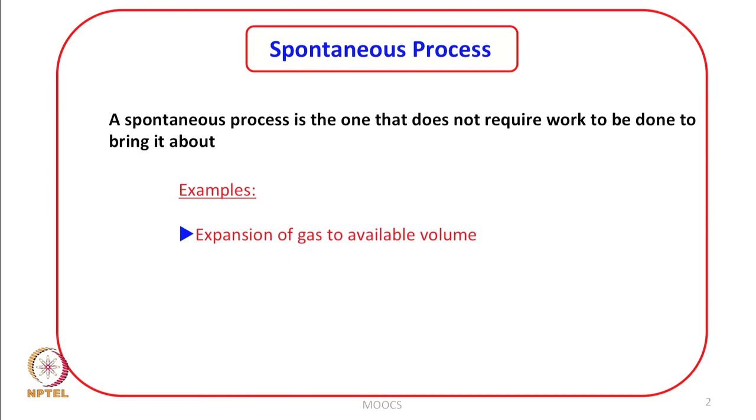Let us take the first example, expansion of gas to available volume. If we have a gas in a container and then we allow the lid of the container to be opened or raise the lid of a container, the gas will expand to whatever volume is available to it. No work is required. Another example can be cooling of a hot body to temperature of surroundings.